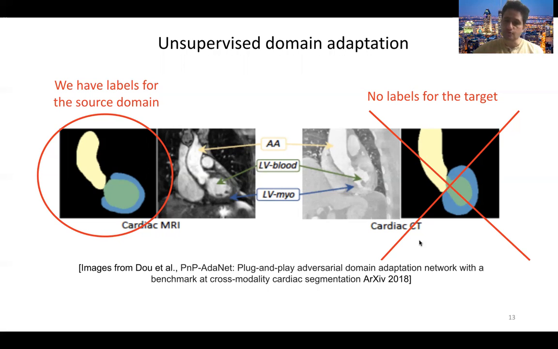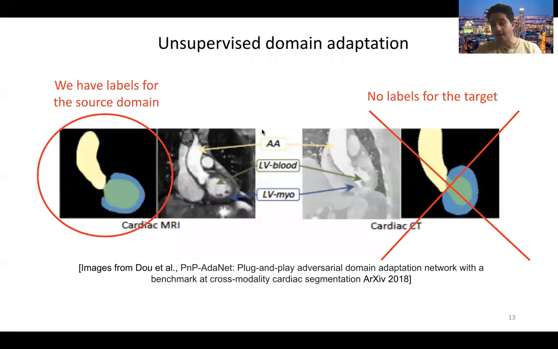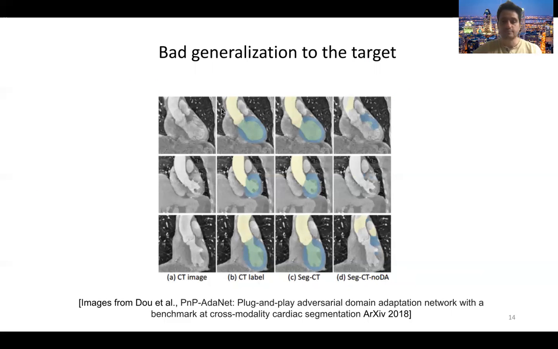So we want the model to use this unlabeled data here to generalize well on CT. Of course, if you just train on MRI and then try to apply it to CT, you might observe significant drops in performance compared to just training on CT or using labeled data on CT. So you have bad generalization to the target, and this is one example of what you see here on the right-hand side.